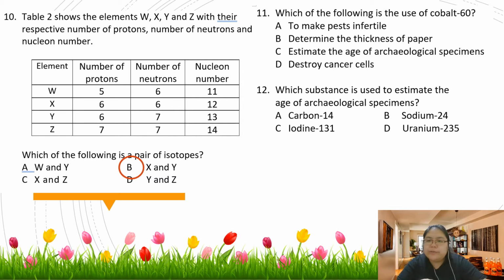Okay, which of the following is used for cobalt 60? Remember the cobalt 60? We can use it to sterilize the pads, no. B, determine the thickness of the paper, no, that one is for industry. Estimate the age of an archaeological find, that one is carbon. So the answer is destroy the cancer cells. Okay, question 12. The substance used to estimate the age of archaeological finds? The answer is carbon 14.